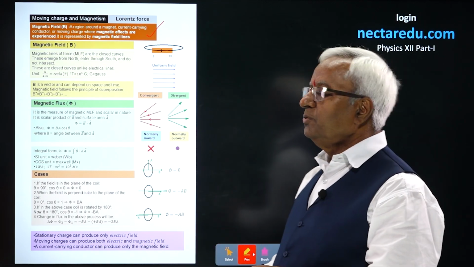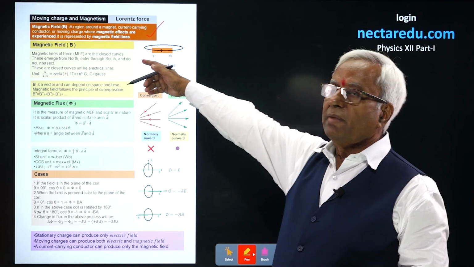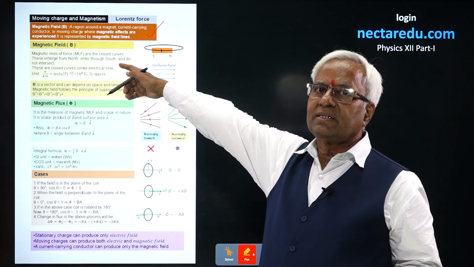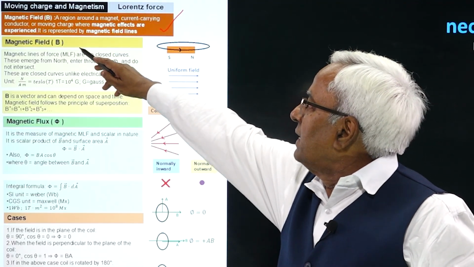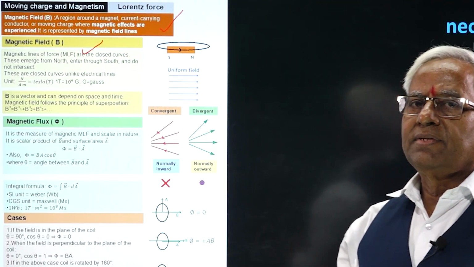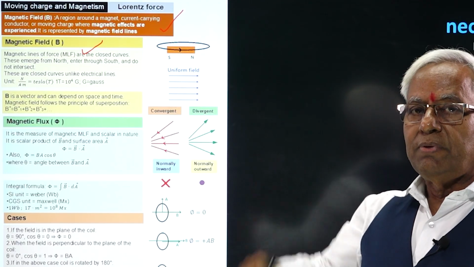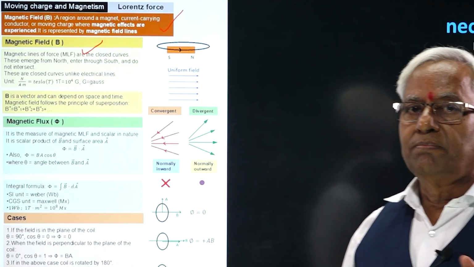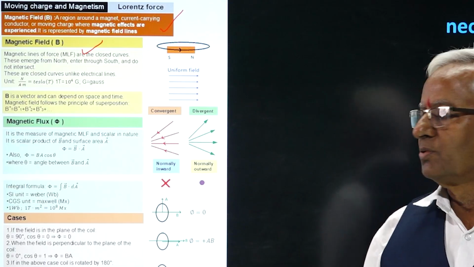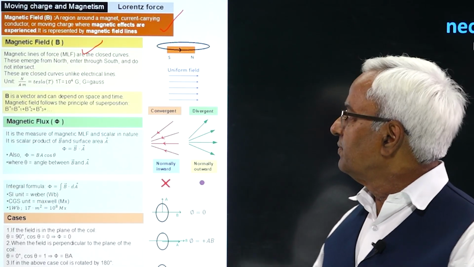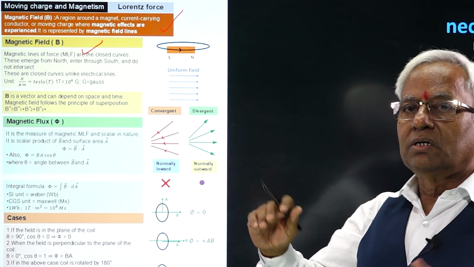You see, there you use the term electric field, and here we are going to use the term magnetic field, represented by letter capital B. These are represented by magnetic lines of force. You might say magnetic field lines. There is a basic difference between the electric field lines and magnetic field lines. There are certain common points also, but the basic difference is that these lines are always closed curves.